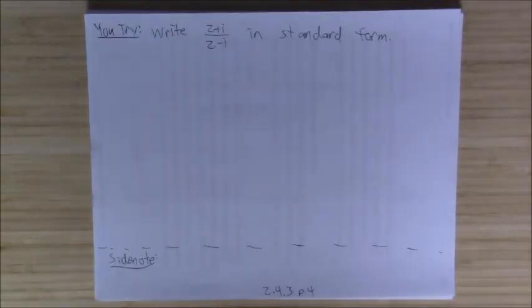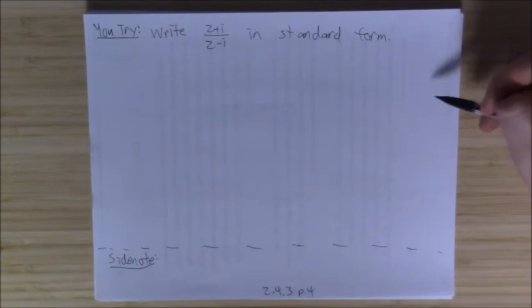And now let's have you try an example. So go ahead and write 2i divided by 2 minus i in standard form using the example I just did earlier as a guide. On the count of 3, I'll reveal the solution. 1, 2, 3.